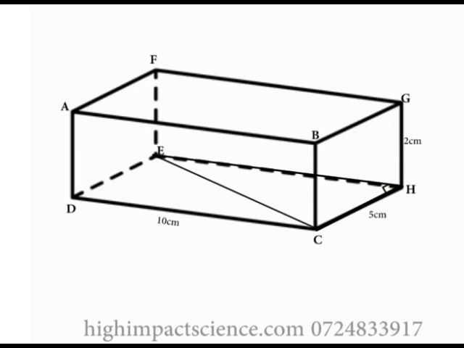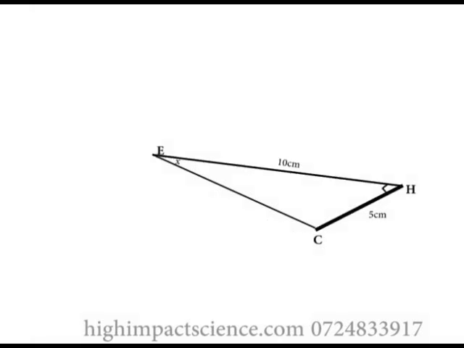And you can see that if you remove the rest of the figure. Using trigonometric ratios, tan x is equal to 5/10, and that is 0.5. Tan inverse of 0.5 is 26.6 degrees.